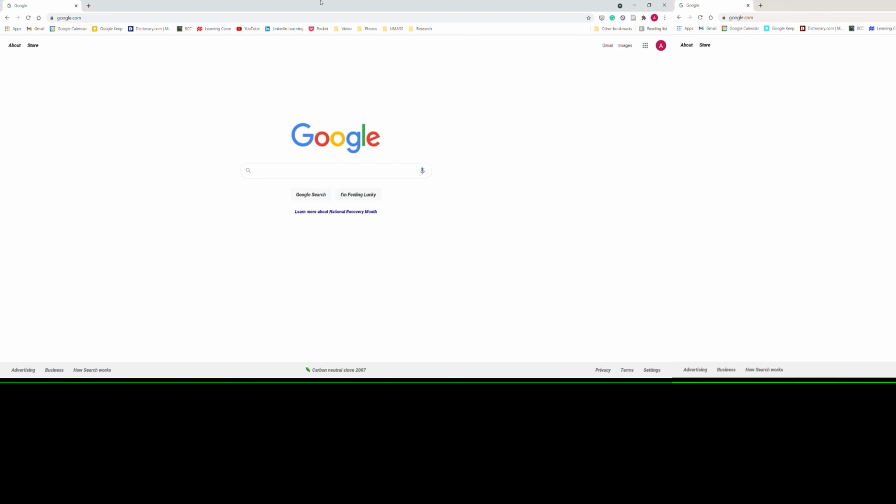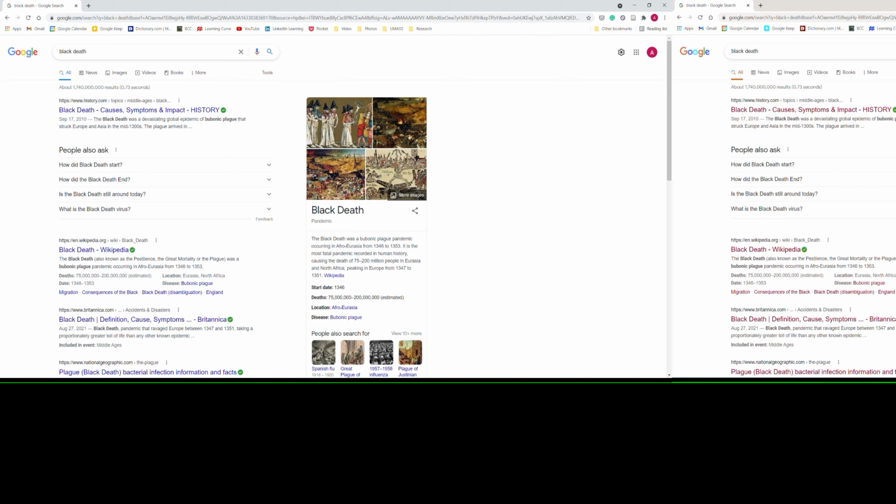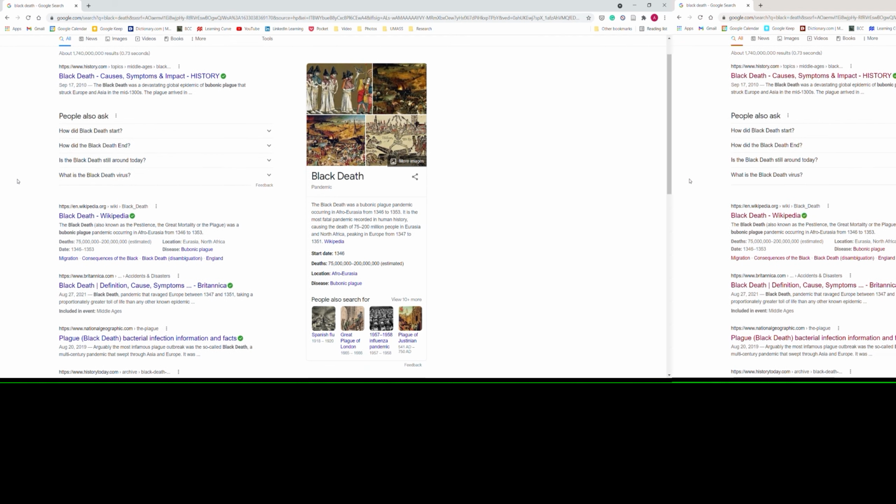once again, for the Black Death. So I'll type it in. And first thing that comes up is history.com, which, despite its name, is not a great website. Second one is Wikipedia, which is not a bad website, but isn't good to be used as a source. It's good for background information, but you really wouldn't want to use it as a source.